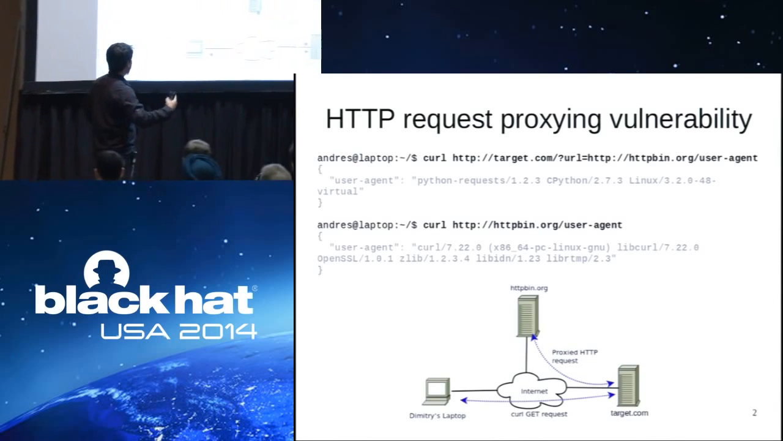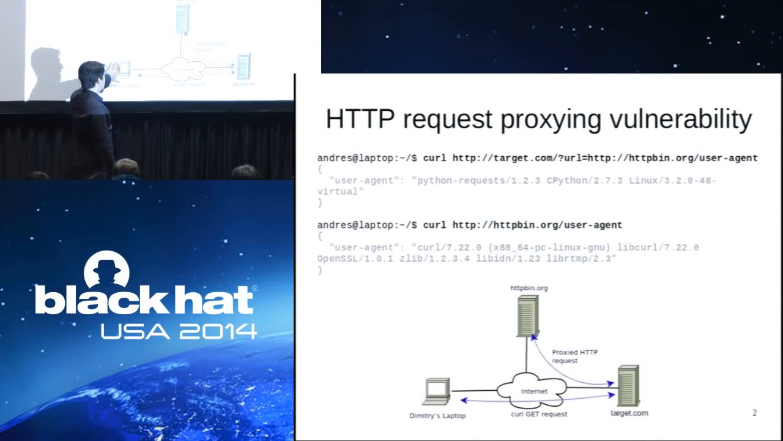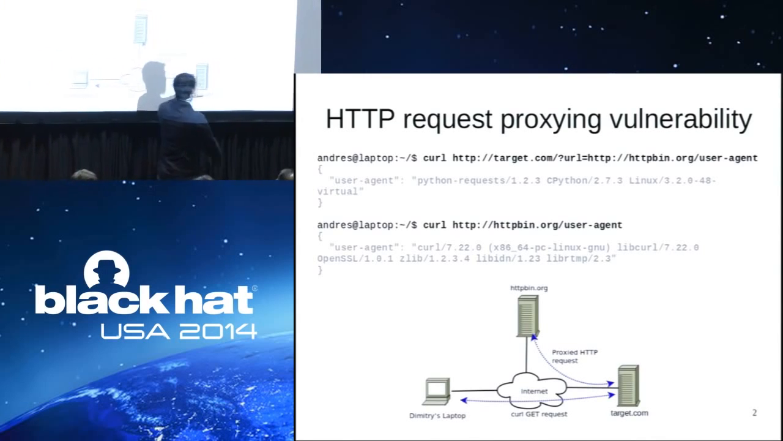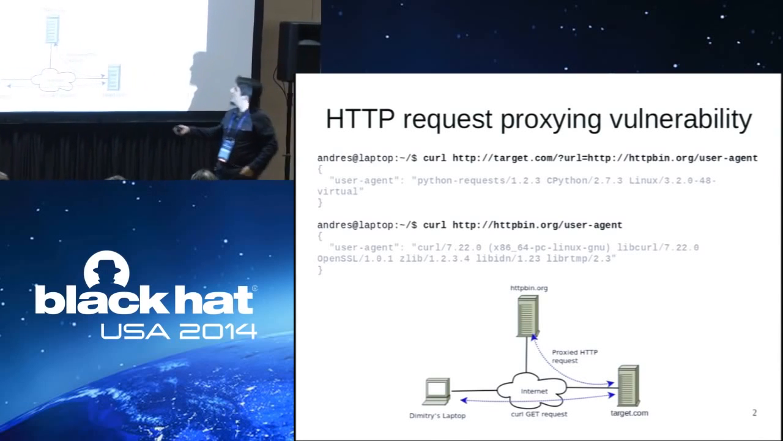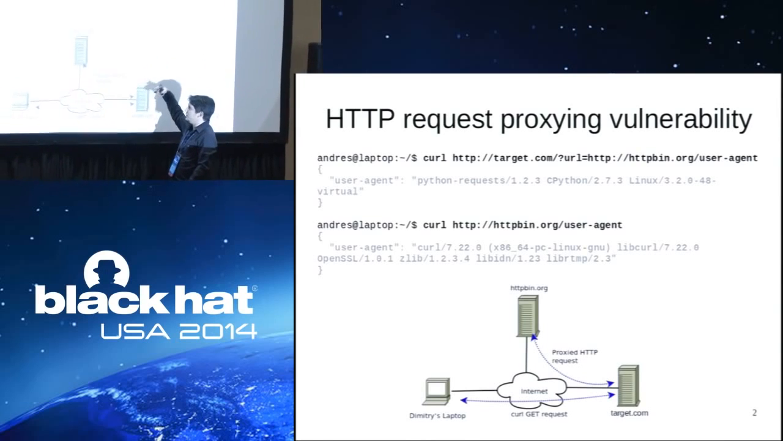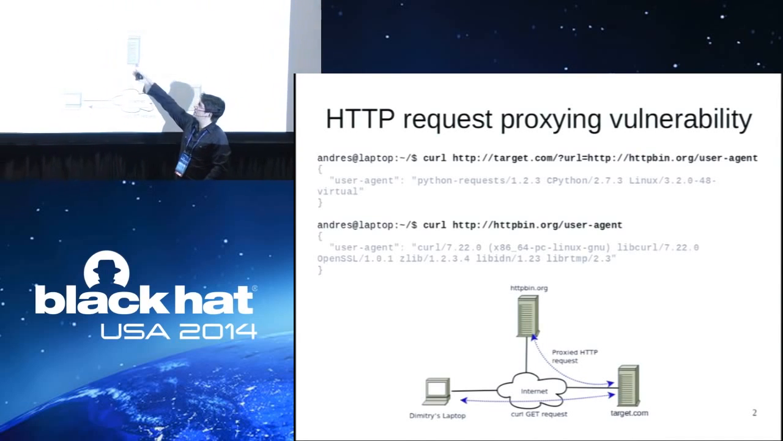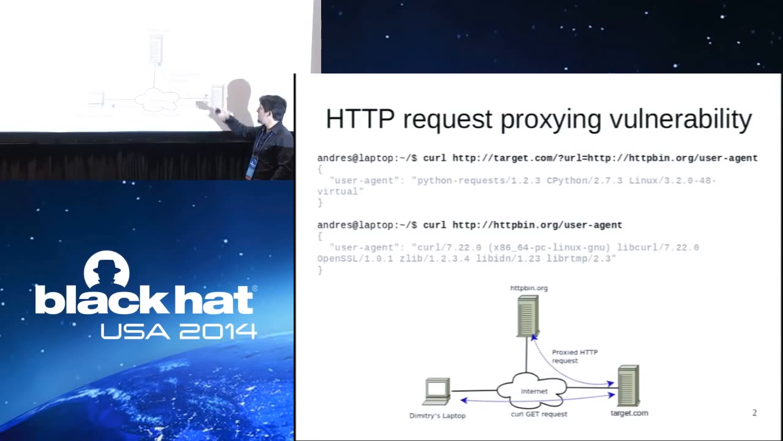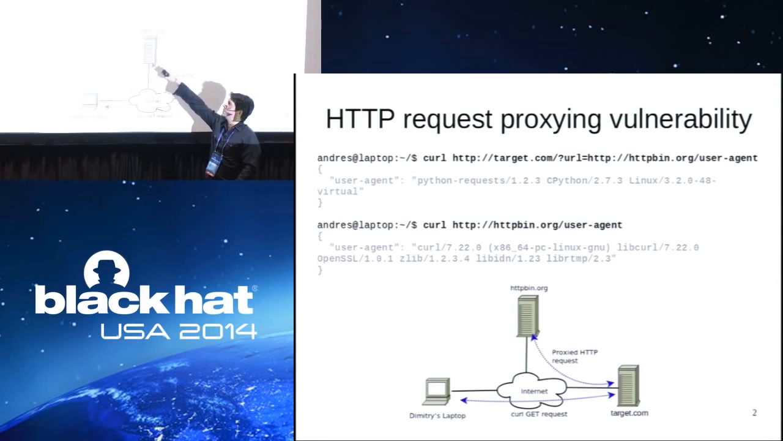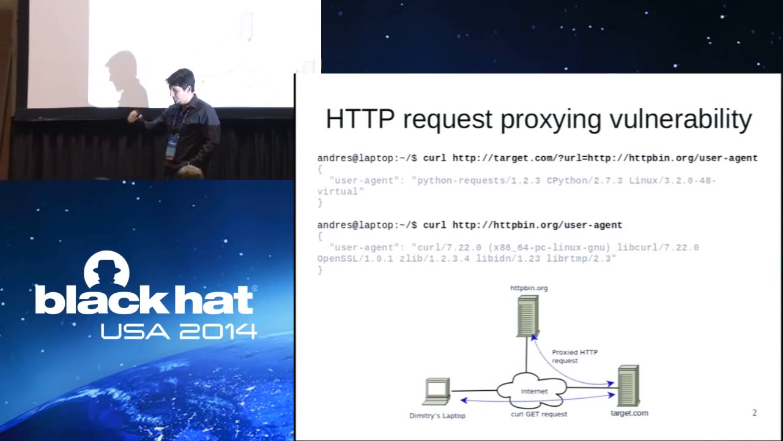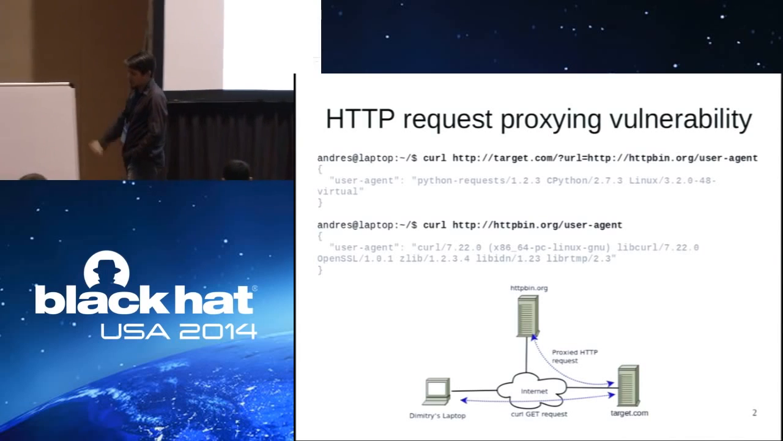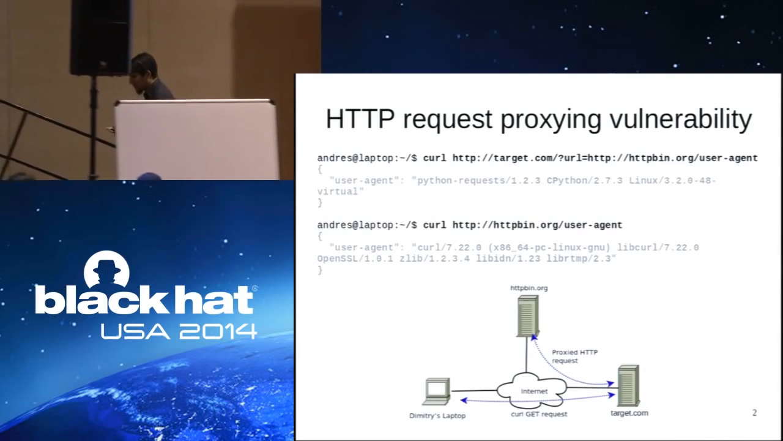So it works like this. I'm at this workstation. I perform the first HTTP request. The target, because it's vulnerable, is going to perform a different HTTP request to a URL that I can control. Then the response from this request arrives at the target web application and comes back to me in the initial HTTP request. This is very simple.